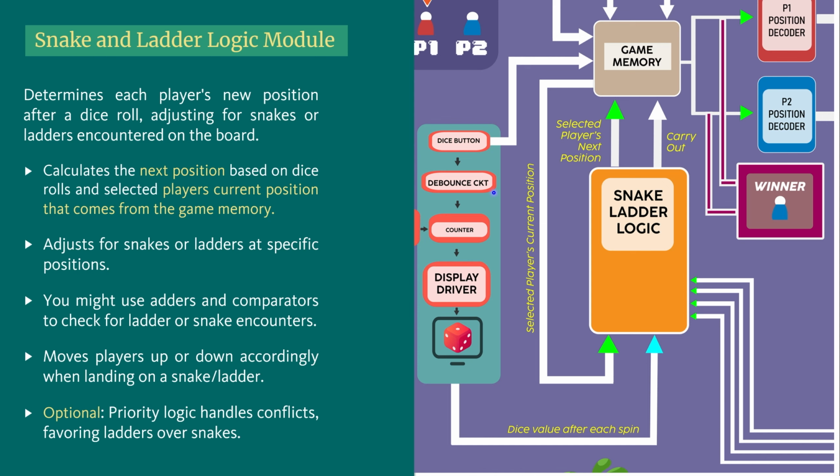Let's say it advances 2 positions, but it sees there is a snake. Then that value has to be decreased, and he will go to the tail of the snake because the snake will eat the player. Or let's say a player advances 3 positions and sees there is a ladder. He needs to be promoted up the ladder. This is the main logic of our circuit. It calculates the next position based on the dice roll, that is, the value that has been gotten, and also the selected player's position.